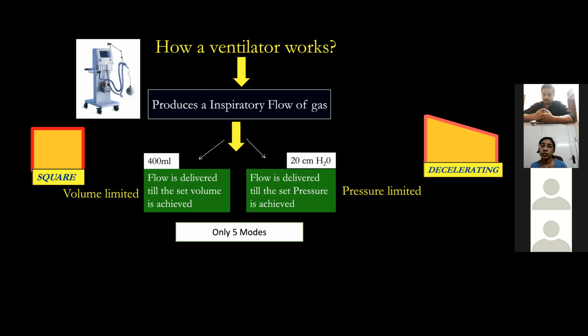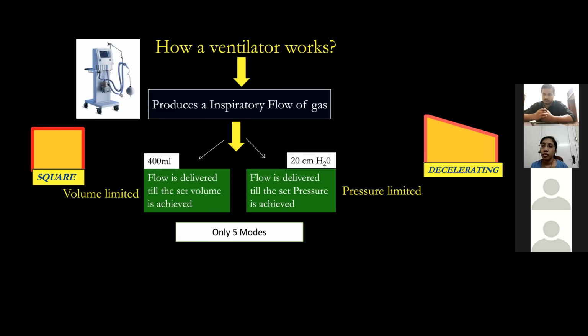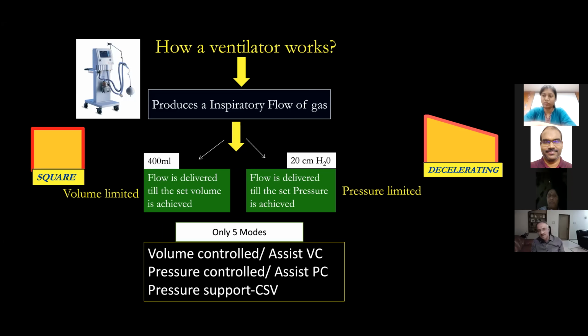So now the ventilator has capabilities of producing only 5 modes. All your new modes are based on these 5 modes. What are the 5 modes the ventilator can produce? Volume control, assist volume control, pressure control, assist pressure control, and pressure support. Pressure support ventilation is also called continuous spontaneous ventilation in some books, but let us keep clarity and just call it pressure support.